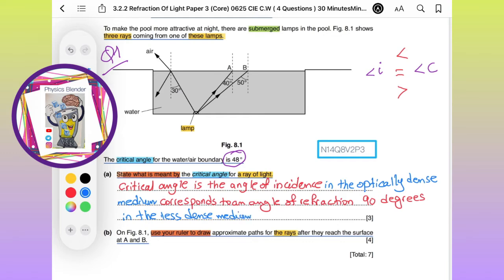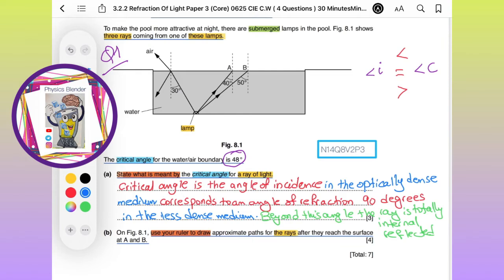Okay, to make it a more complete definition, you can write that beyond this angle the ray is totally internally reflected. Okay, let's now continue, what happens.